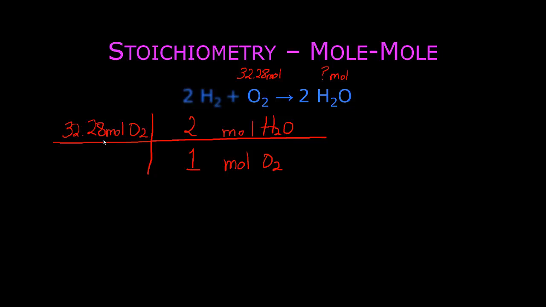Now I'm going to cancel my units out. I've got moles of oxygen on top and moles of oxygen on bottom, so they cancel, and I'm left with moles of water, which is what I'm looking for. So now it's 32.28 times 2, and that is 64.56 moles of water produced for every 32.28 moles of oxygen we start out with.